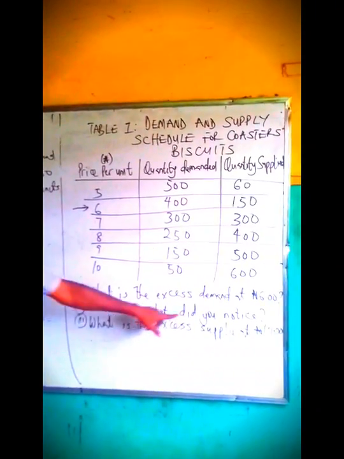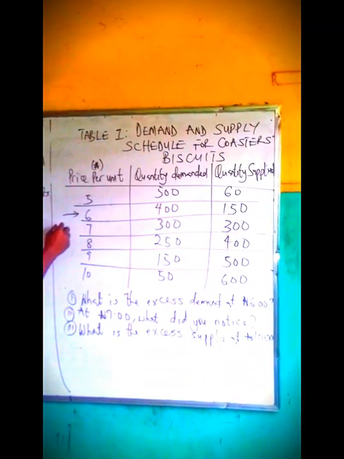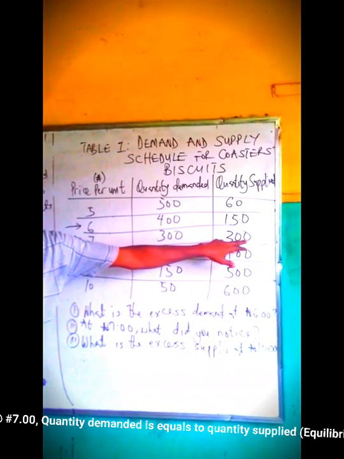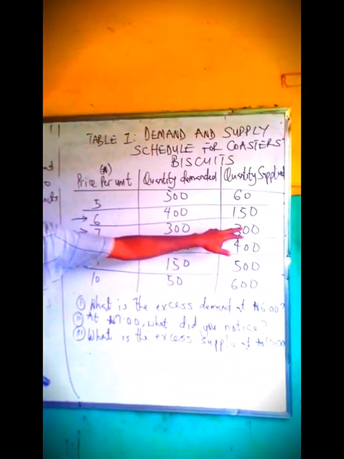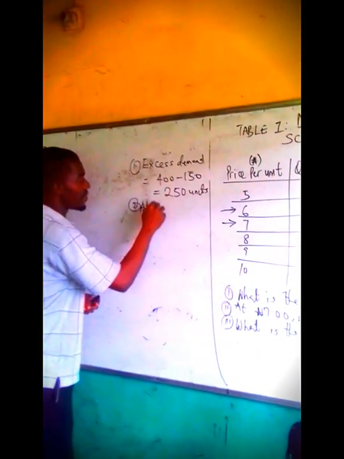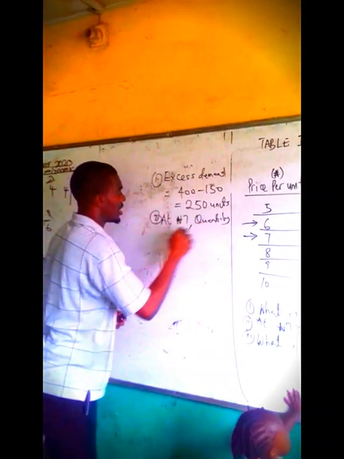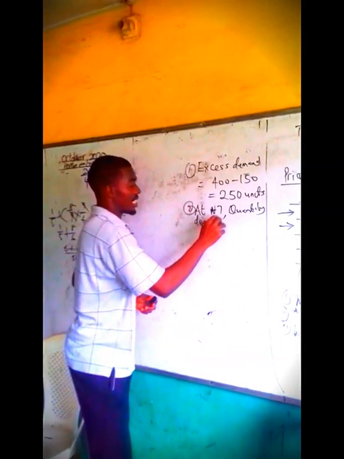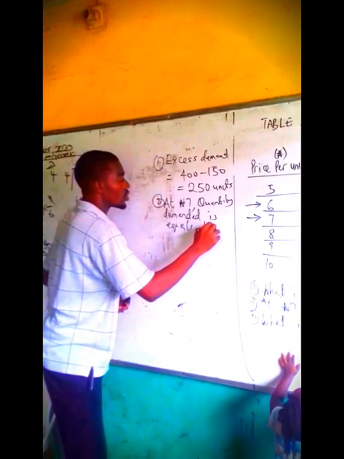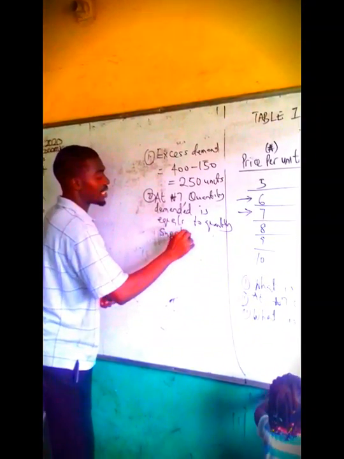Now, the second question. At 7 naira, what do you notice? Take a look at the table. Quantity demanded is equal to quantity supplied at 300 units. So at 7 naira, quantity demanded is equal to quantity supplied. It's as simple as that.